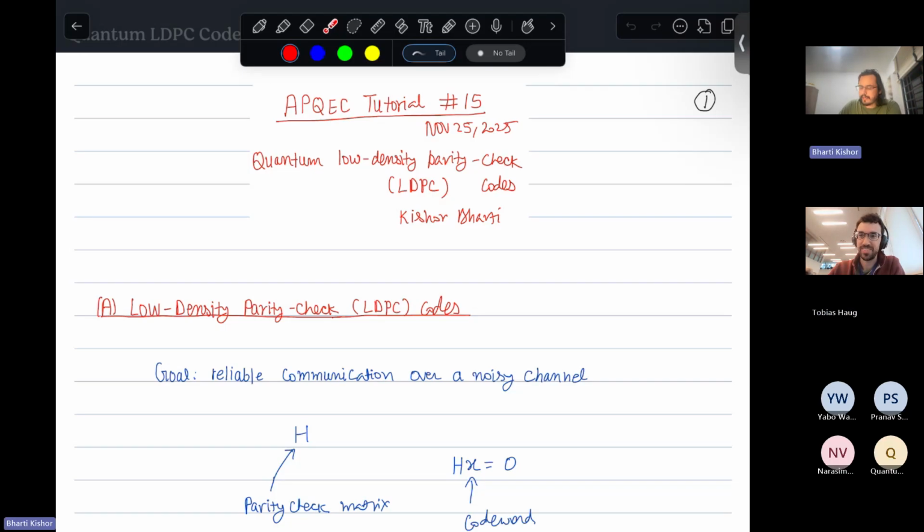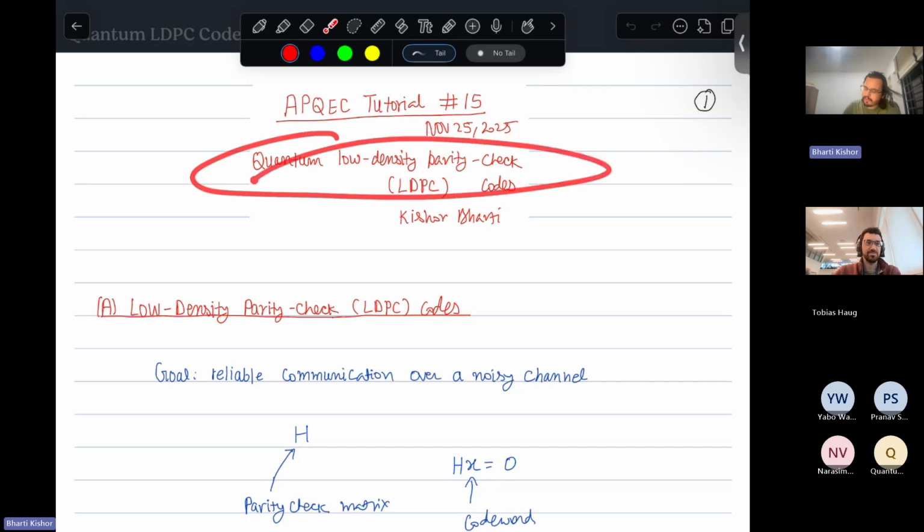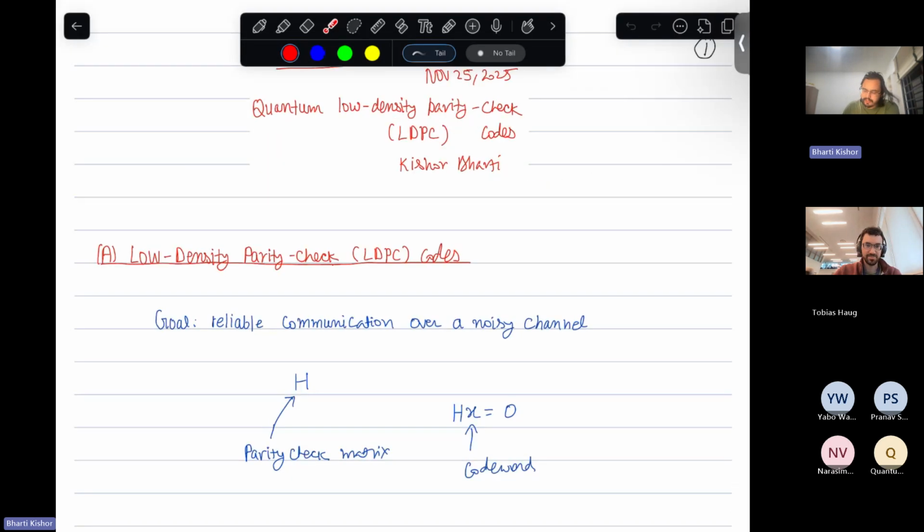Yeah, thanks, Toby. Okay, so we will talk about LDPC codes, basically quantum low density parity check codes. Before we understand what quantum LDPC codes are, let's first try to understand low density parity check codes.